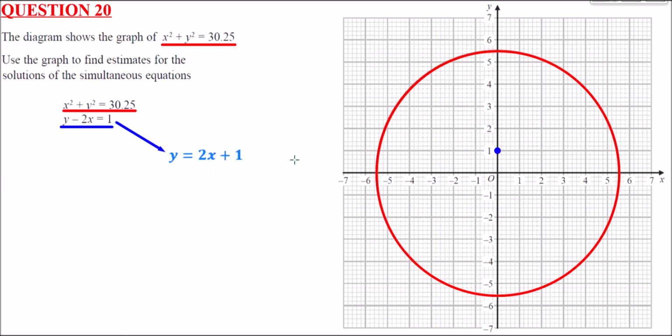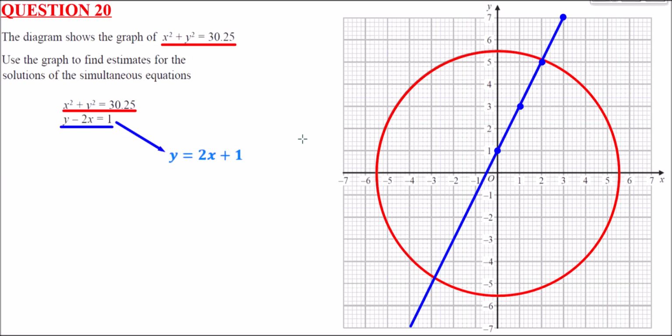For this one, the y-intercept is at 1. If I go 1 along, I'd go 2 units up because the gradient's 2. So the next point would be somewhere here. It'd be 1 and 3. And again, you get the idea of where this line's going to go. So soon enough, you can draw a straight line through all these points, and it looks something like this.